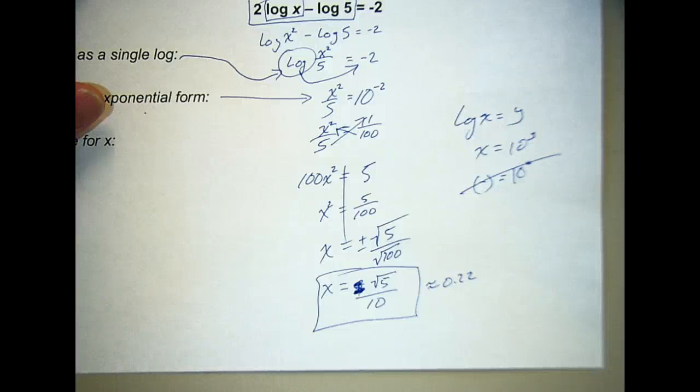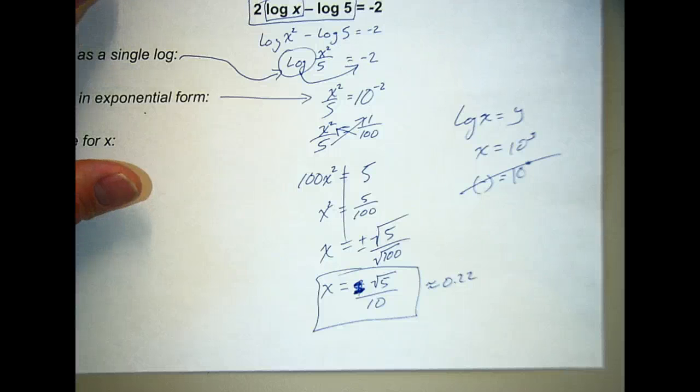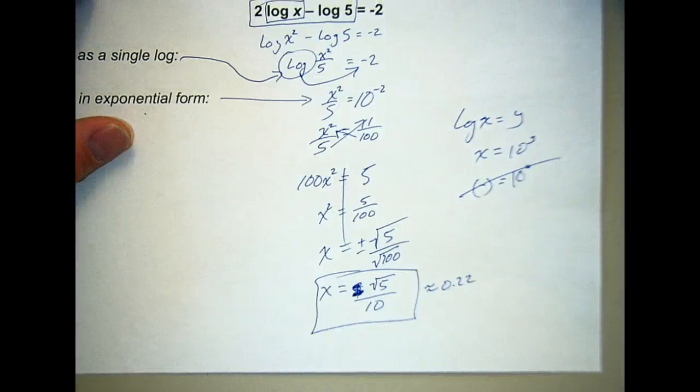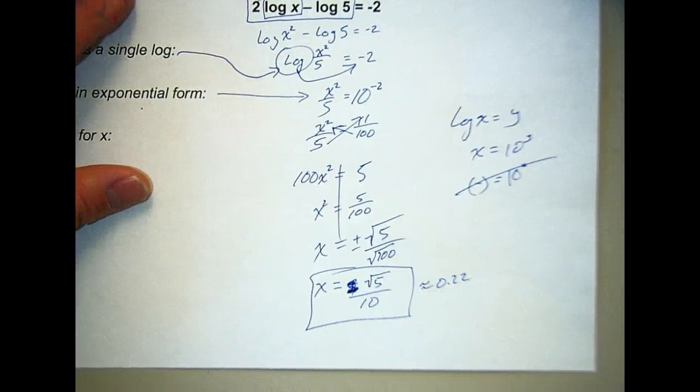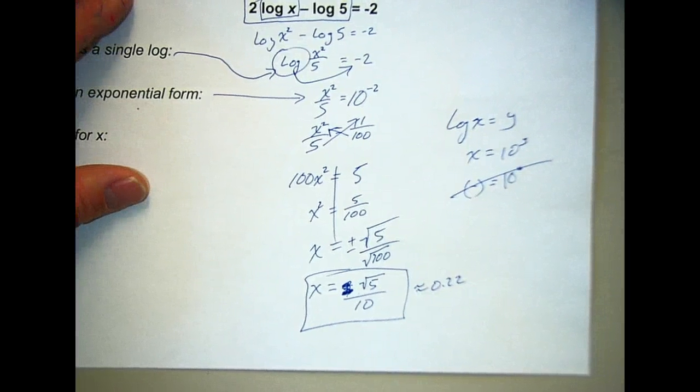So I'm still kind of confused about why the answer would be plus or minus 0.22. Why it wouldn't be negative? Or why it would? Why it couldn't be negative? I don't really get that.